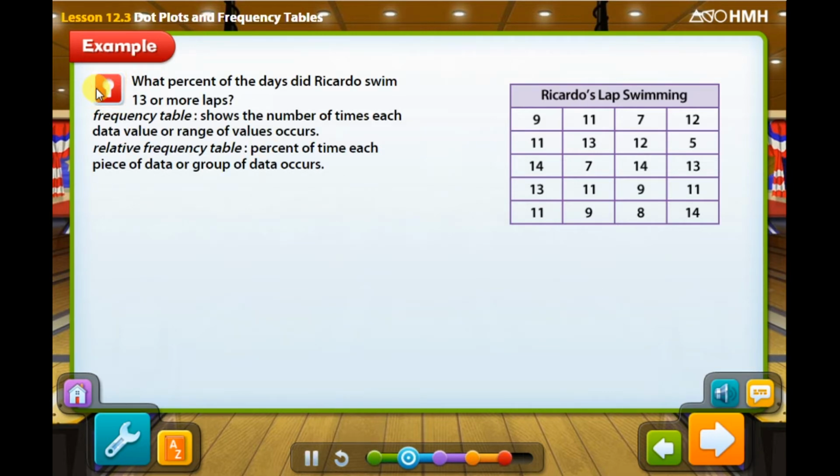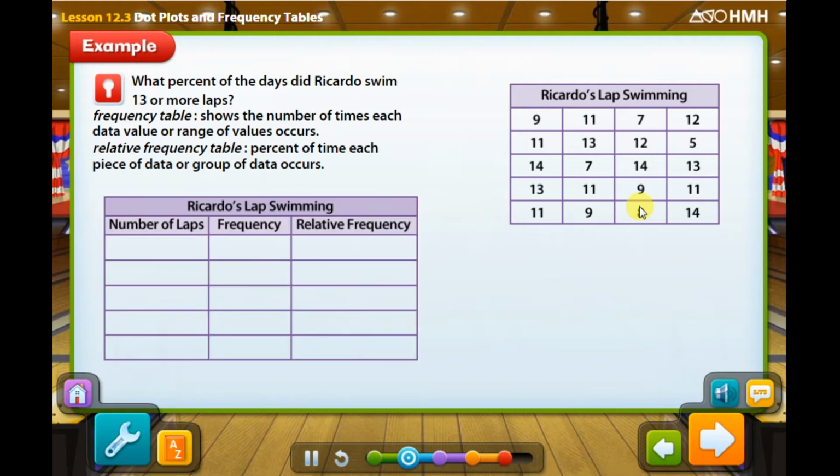A frequency table shows the number of times each data value or range of values occurs. A relative frequency table shows the percent of time each piece of data or group of data occurs. Let's make a relative frequency table to find the answer. The first step is to determine equal intervals for the data. So first, we have to make the frequency table to divide it into groups.